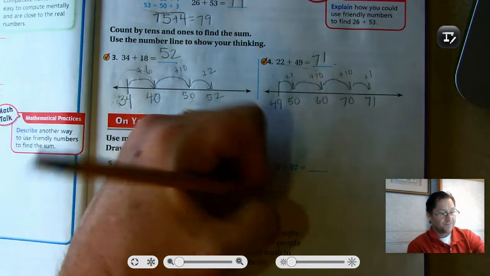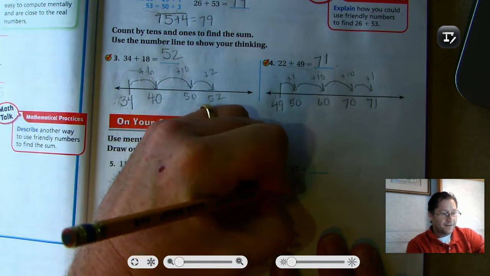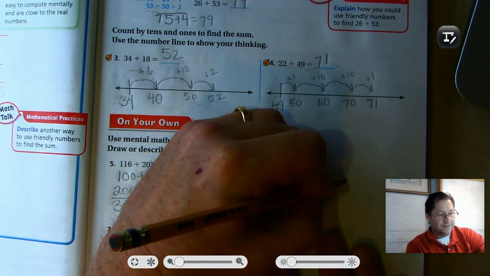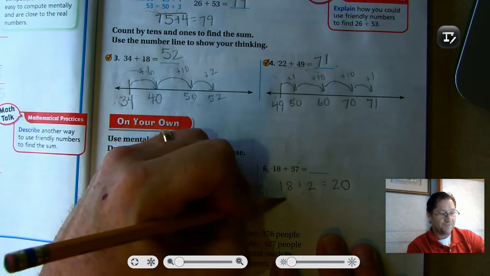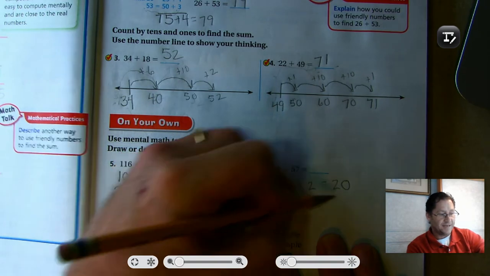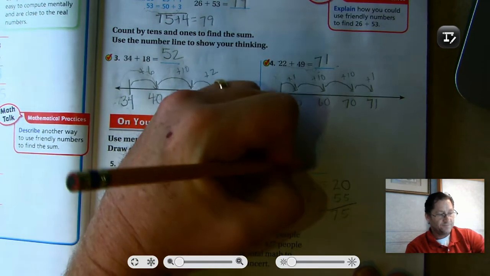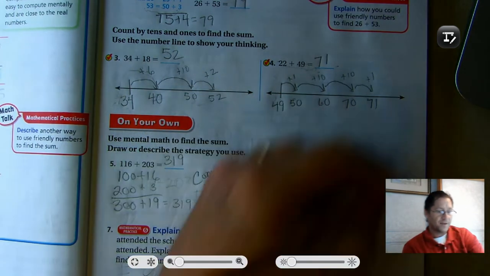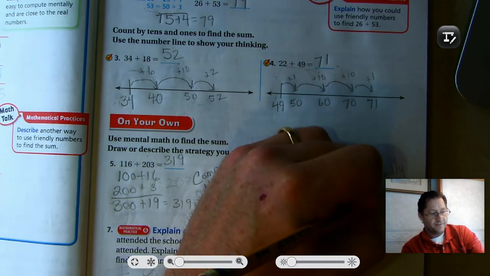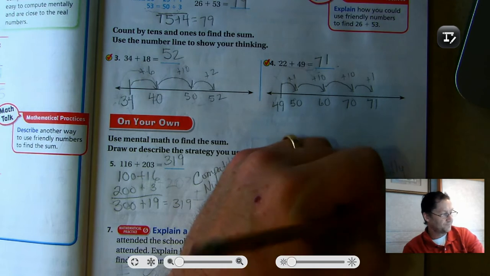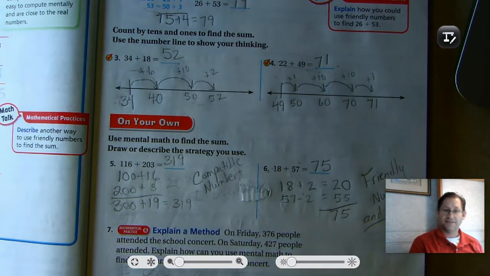18 plus 57. I think we could use friendly numbers here. And if I add 2 to 18, that gives me 20. But since I added 2 to the 18, I have to subtract 2 from 57. And now just add those together, and we get 75. So friendly numbers and adjust.